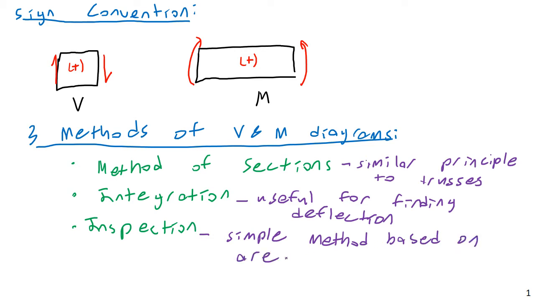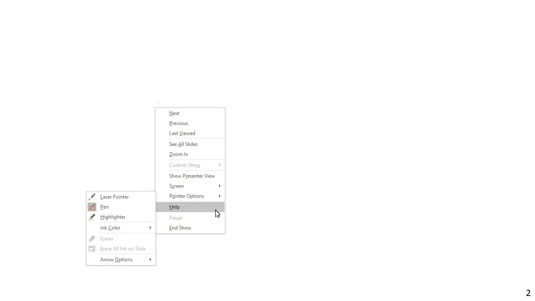So if I have a relatively simple system, a relatively simple beam, usually I'll actually end up using inspection, depending on the complexity of the problem. But I want to look at each of these in turn. So let's consider our three methods of V&M diagrams. And the first one is going to, of course, be the method of sections. Now, again, we know basically that if I cut a beam, there will be three forces revealed. So let's see how the method of sections that we looked at previously for trusses can be applied to beams.